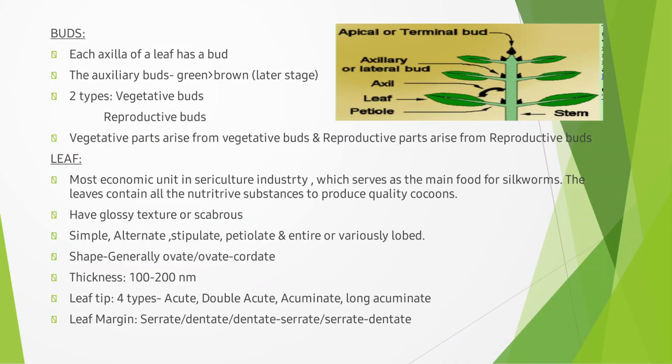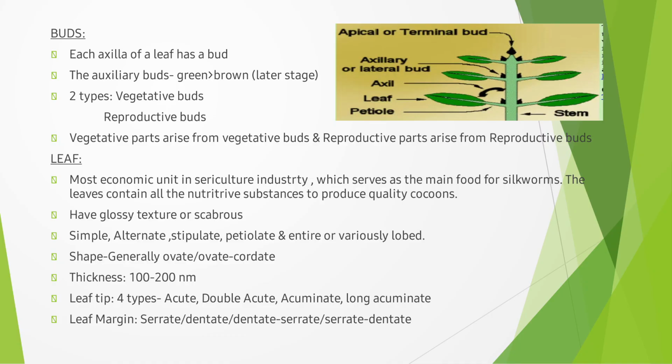Next, the shape of the leaf may be ovate or ovate cordate. Ovate cordate is nothing but the shape of the leaf will be wider at the base and it tapers towards the apex. And ovate cordate means typically it is the heart shaped leaf.